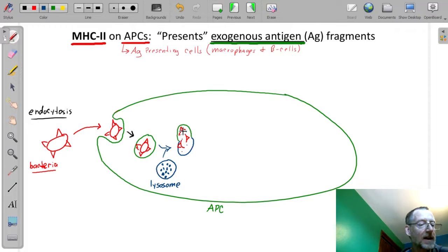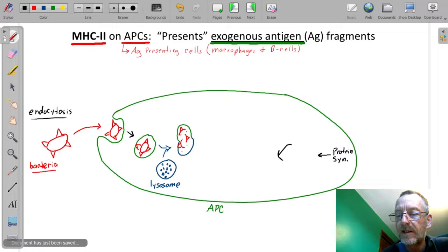And so what happens here, we've endocytosed this bacteria from outside. So this came from outside, so it's exogenous. Exo, from outside. And again, we have protein synthesis going on inside the cell. I'll abbreviate synthesis, protein syn. And we are producing MHC2 molecules in this case.